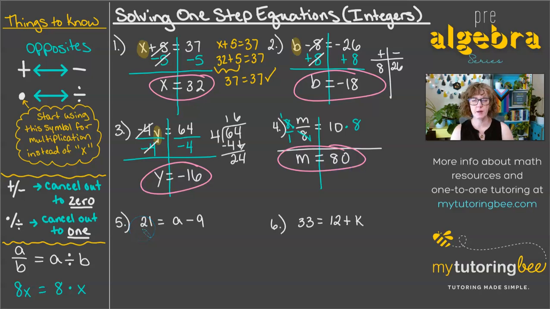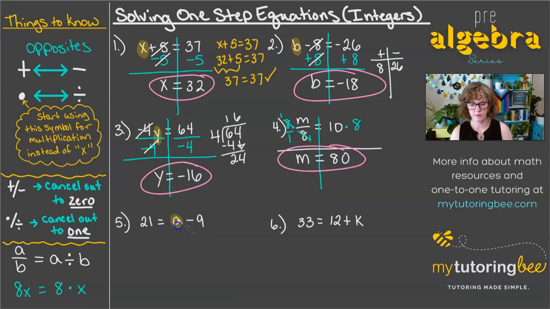All right, let's take a look at problem 5. I wanted to write this one a little bit differently than the first 4. When you're first learning this skill, a lot of times you will see a variable and then some operation happening with that variable over on the left side of the equal sign, and then just a single constant number on the right side of the equal sign.